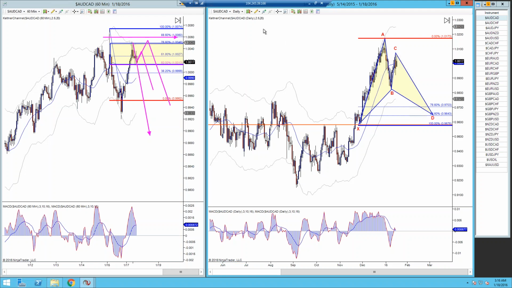All right, so we're recording the London session, and what we're looking at here, folks, is the AUDCAD. What we're going to do is go through every single chart, and we're going to use the hourly and the daily to start.